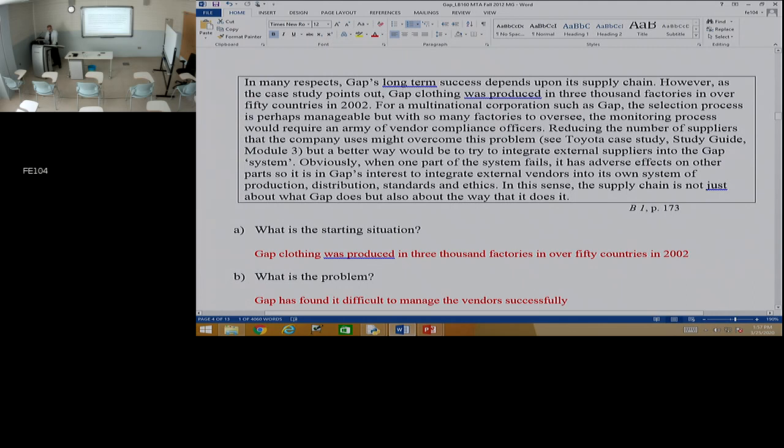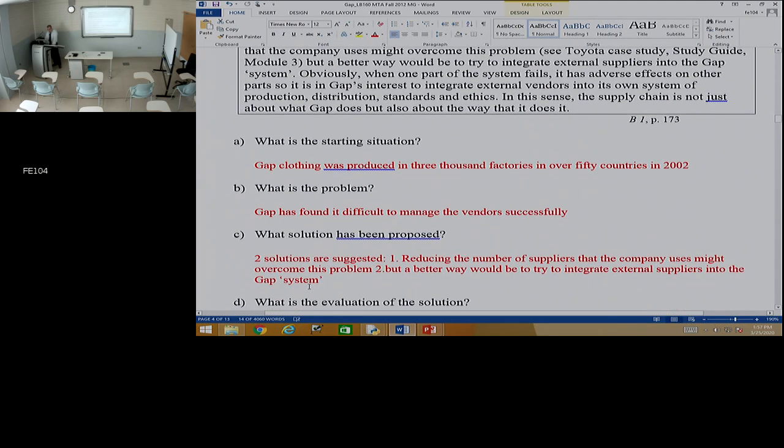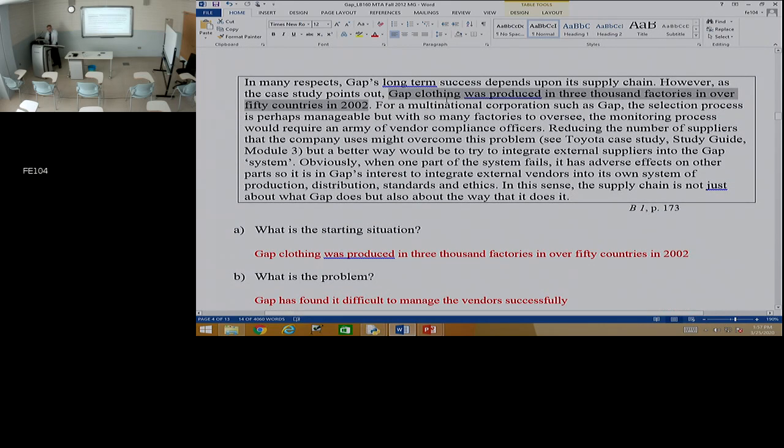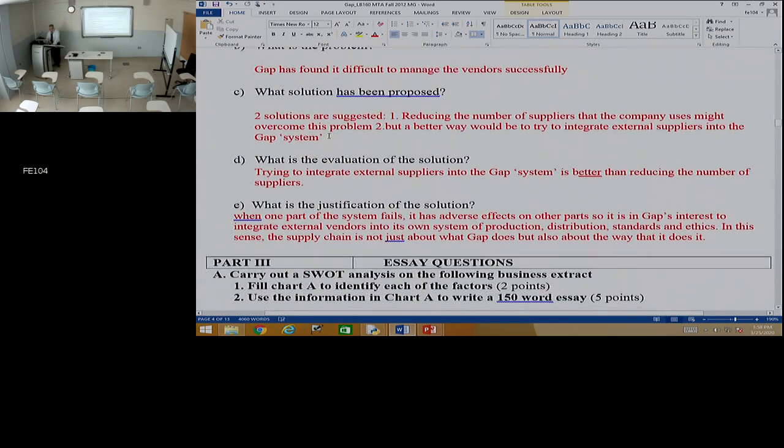All right. Then, what is the problem? What is the solution? What is the evaluation? So what do we do? Copy, paste. And be careful. We need to focus. Start directly with the problem. For example, here, the monitoring process would require an army of vendor compliance officers. These are the problems. Reducing is a solution, and the better way is another solution.